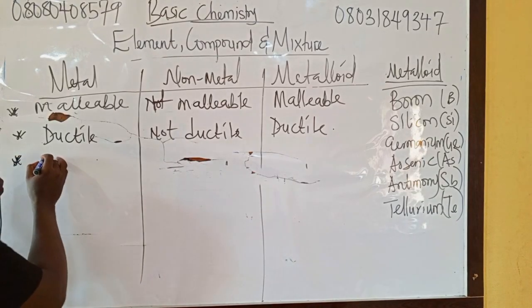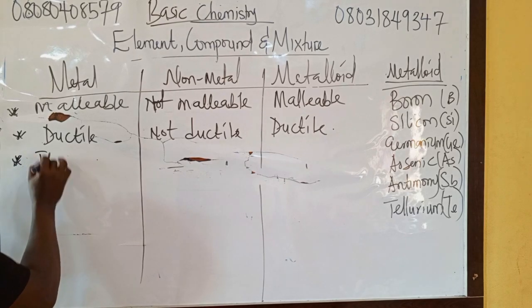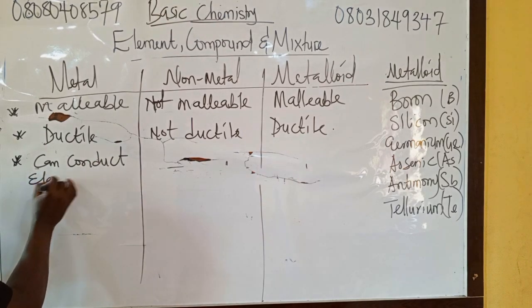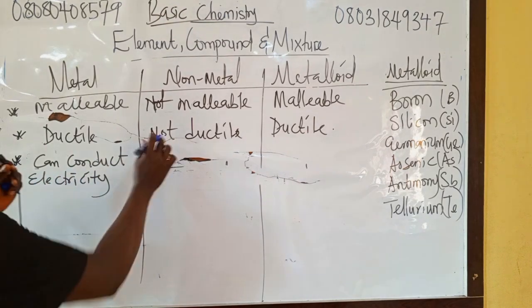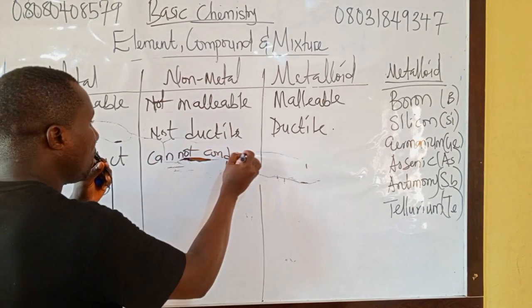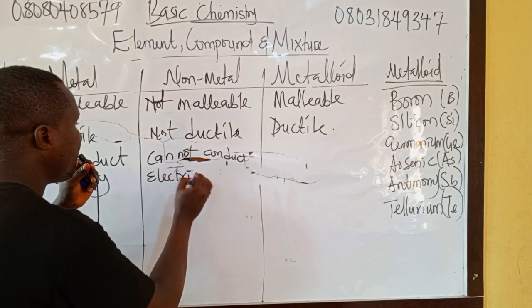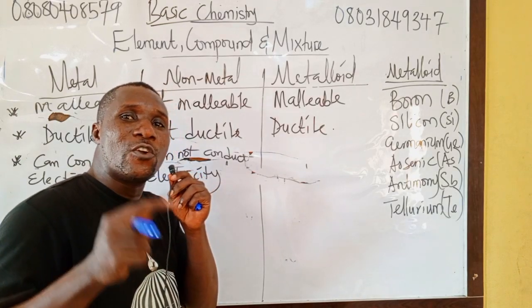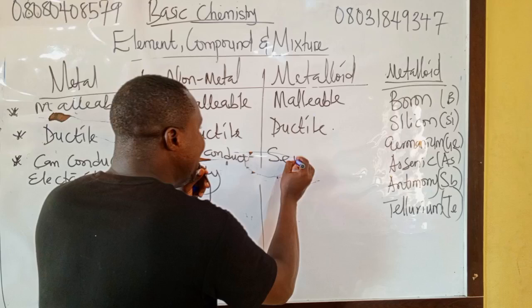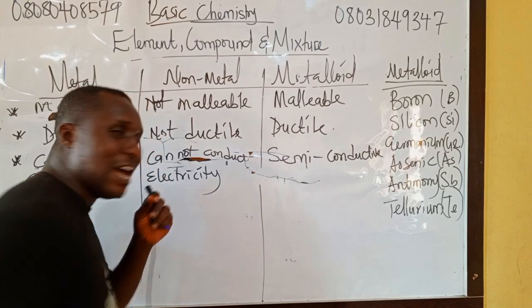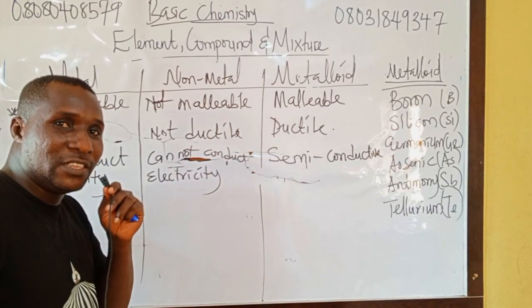Next, metals can conduct current. That means metals can conduct electricity. Non-metals cannot conduct electricity. Metalloids are semiconductors. Don't forget, they are semiconductive. That means they are partially conductive. Metalloids are semiconductive. Take note of that.